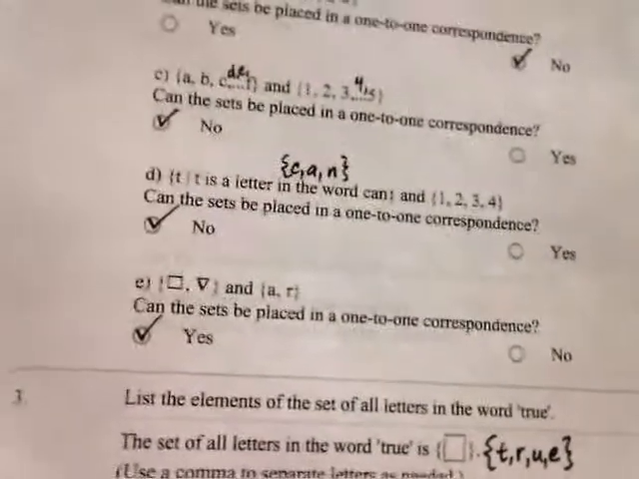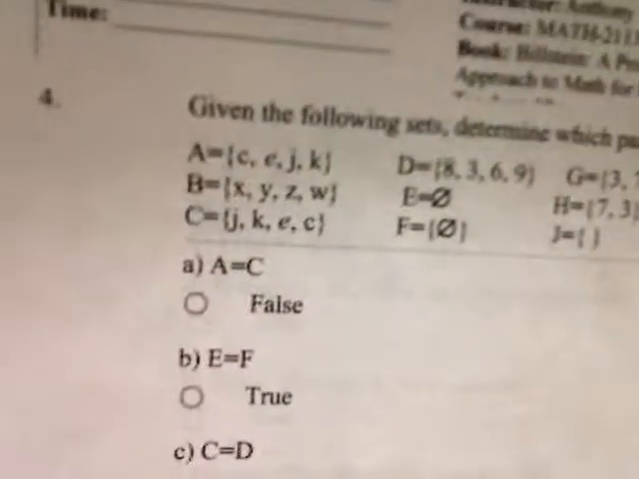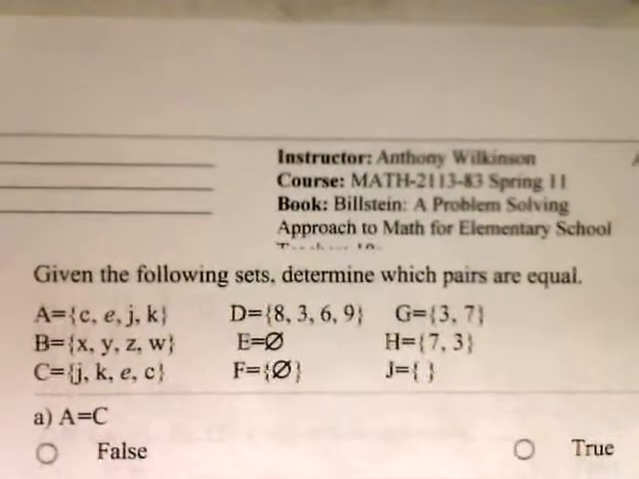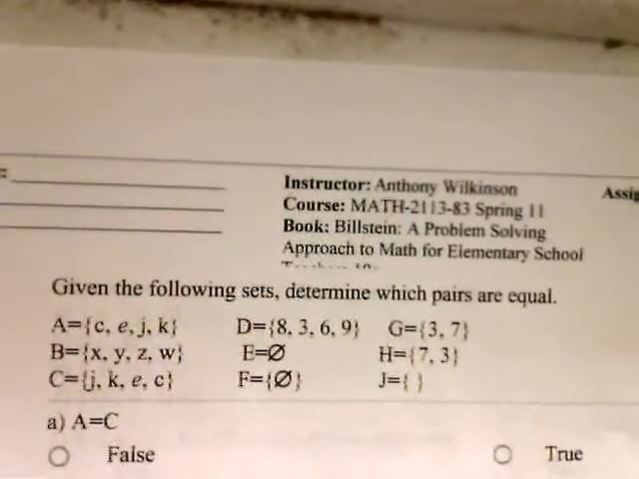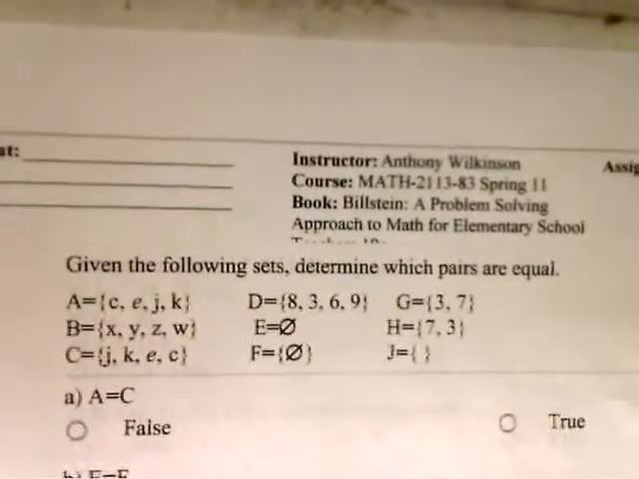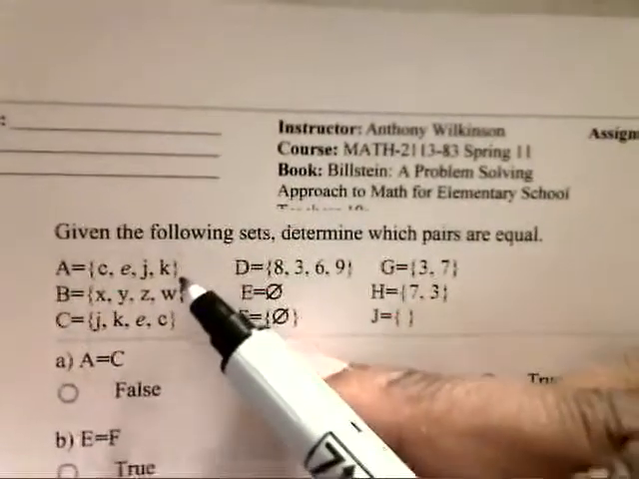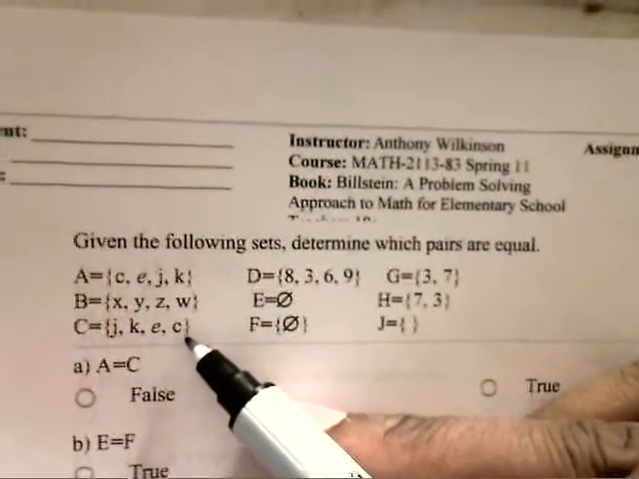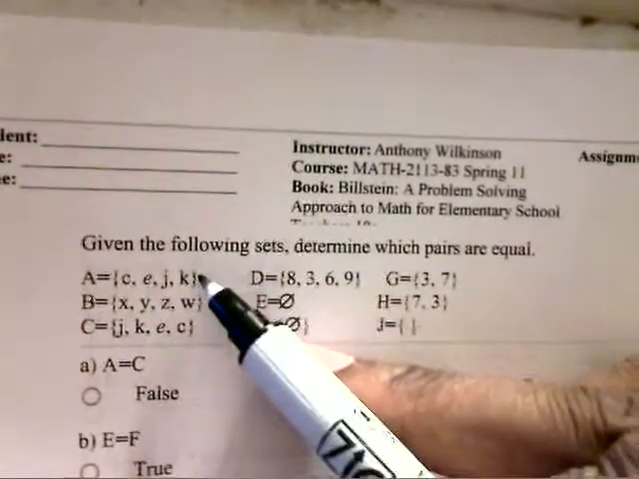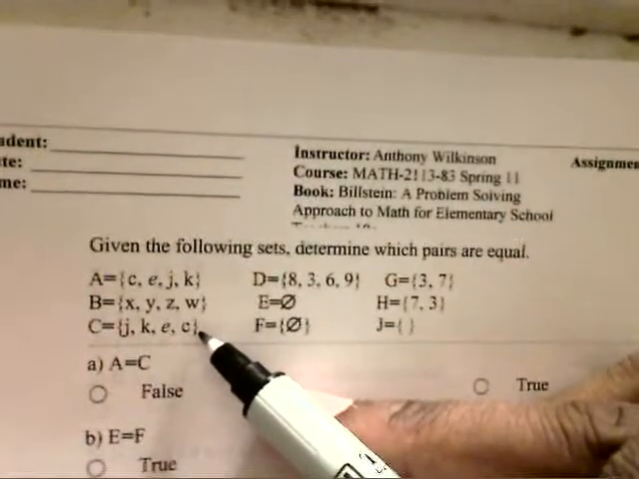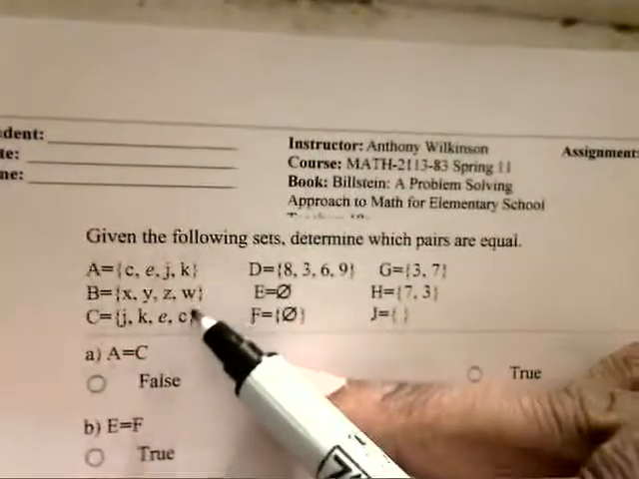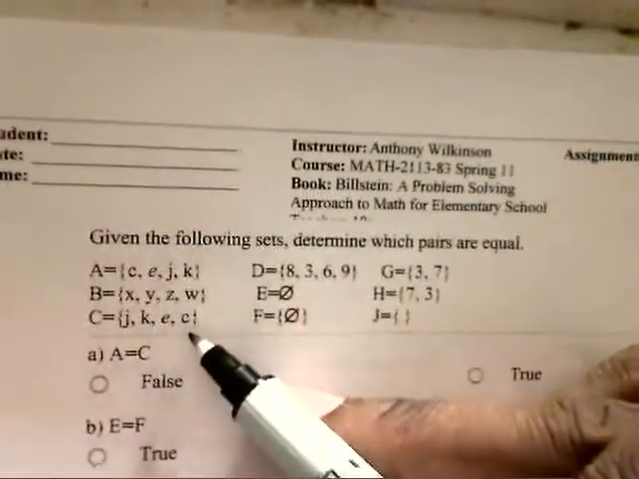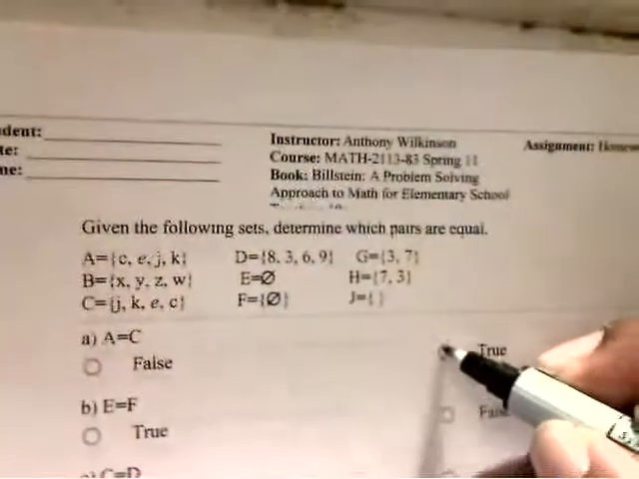Okay. Now problem number 4 deals with determining which pairs are equal. So here you got A, B, C, D, E, F, G, H, and J. And you want to determine in part A that A is equal to C, true or false. Well, let's look at A and let's look at C. For two sets to be equal, the elements in both A and C must be the same. Here you've got C, E, J, K, and J, K, E, and C. The order is different, but we do have the exact same elements in A and C. So here, this will be true.